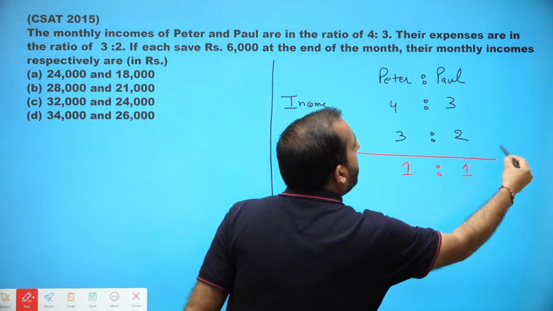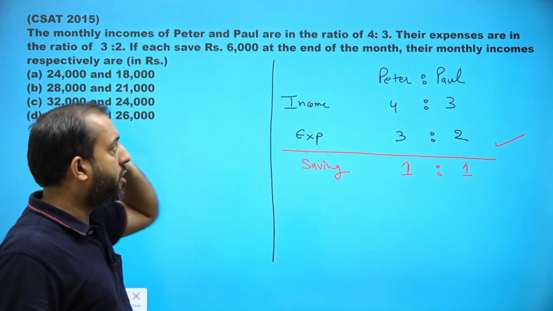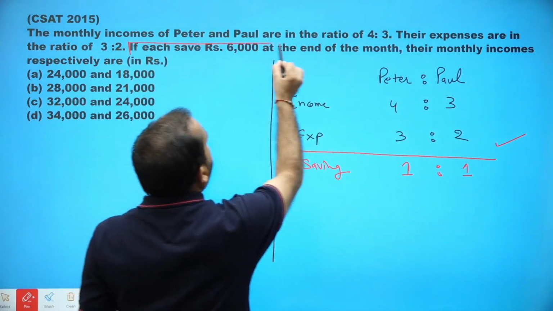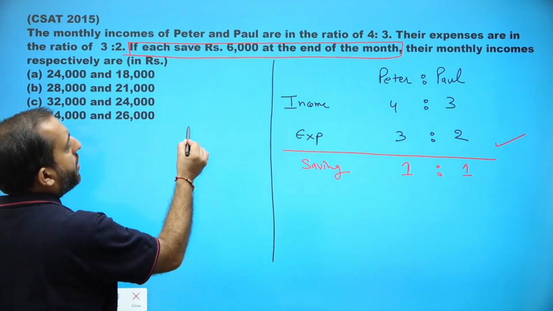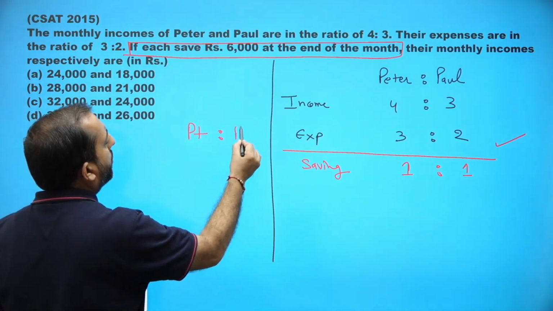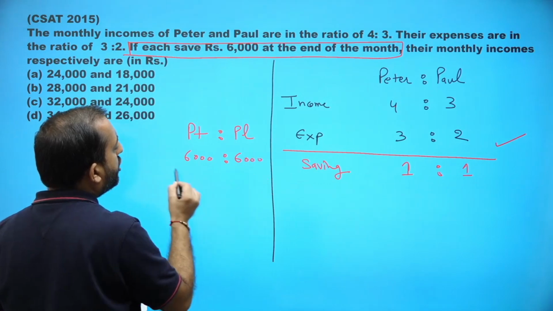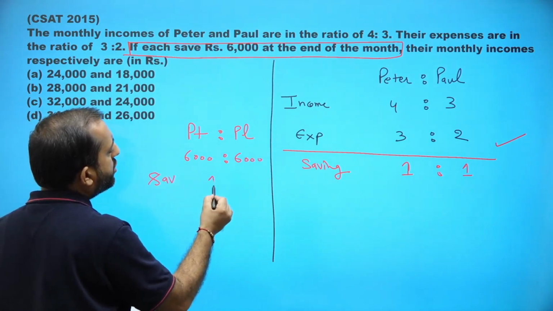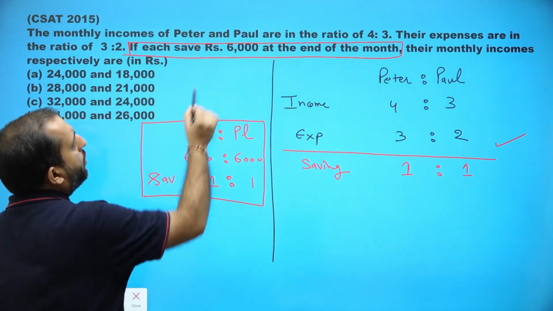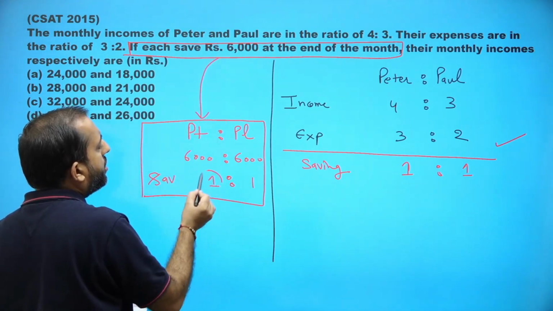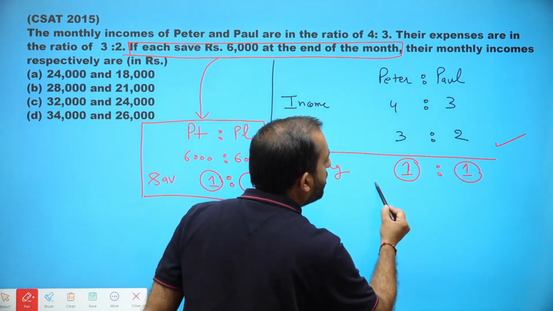This will be a valid subtraction or addition if it justifies the given condition of the question. As per the question, it is also given that each one of them is saving rupees 6,000 at the end of the month. So whether we talk about Peter or Paul, they both are saving 6,000 each. So the ratio of their savings is 1:1. This condition of savings given in the question gives me the ratio 1:1, and this normal subtraction is also giving me 1:1. So this is valid.